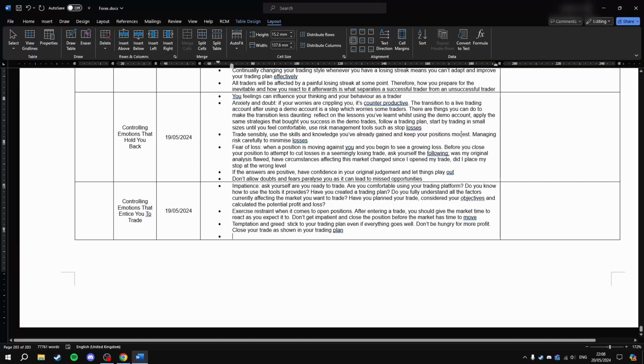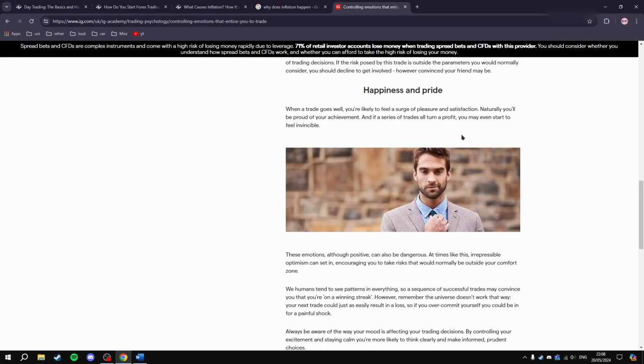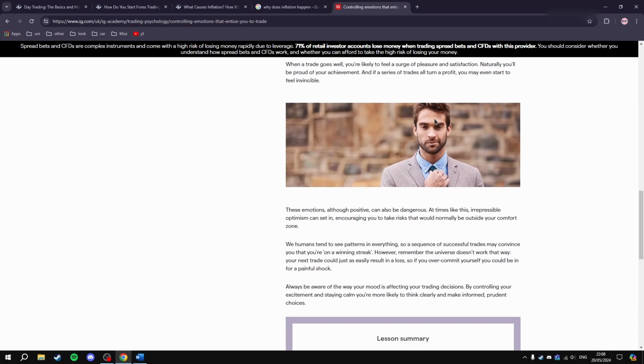Happiness and pride. When the trade goes well, you're likely to feel a surge of pleasure and satisfaction. Naturally, you'll be proud of your achievement, and if a series of trades all turn a profit, you may even start to feel invincible. These emotions, although positive, can also be dangerous. At times like this, irrepressible optimism can set in, and encourage you to take risks that would normally be outside of your comfort zone.